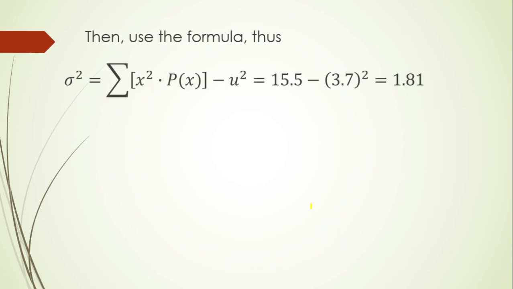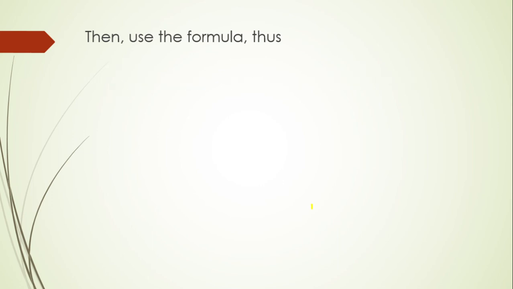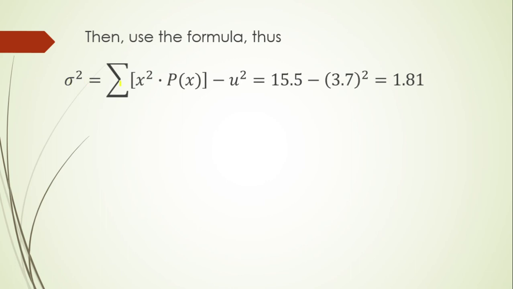Next, use the formula to get the variance. The variance is equal to the summation of x squared times p of x minus mu squared, which is 15.5 minus 3.7 squared. The 15.5 is the answer for the summation of x squared times p of x, and mu is 3.7, which is the mean. So 15.5 minus 3.7 squared, the answer is 1.81.